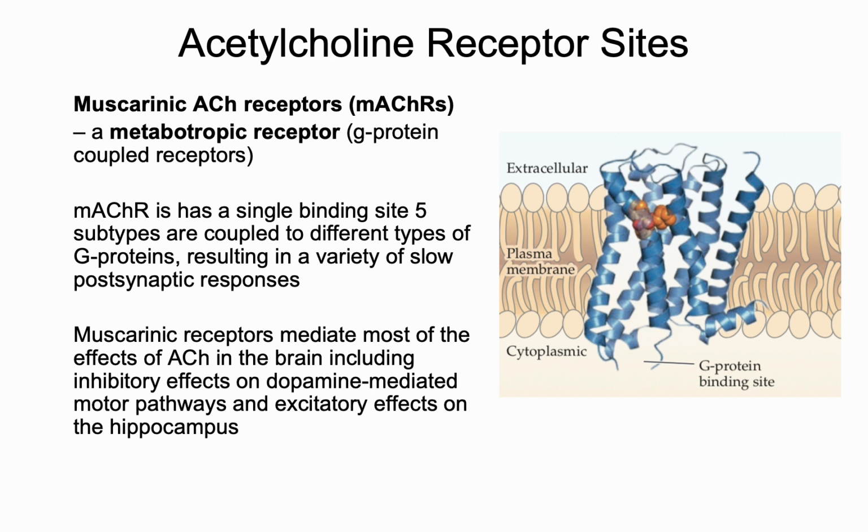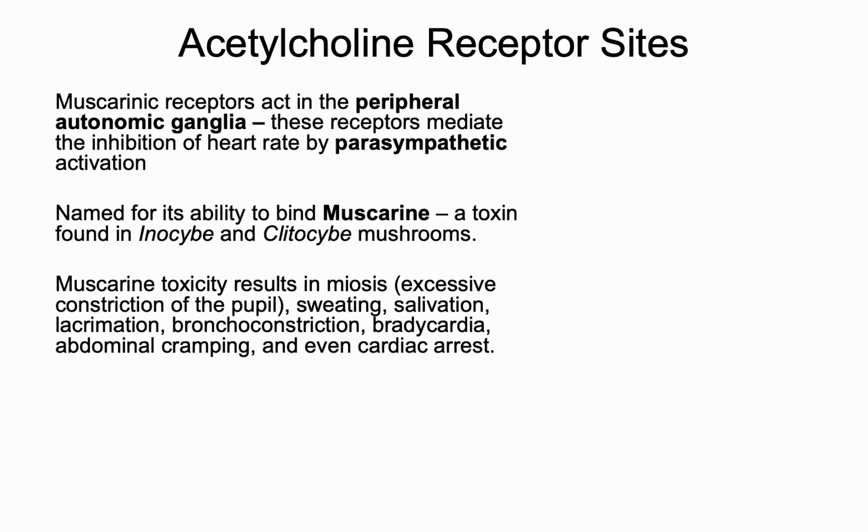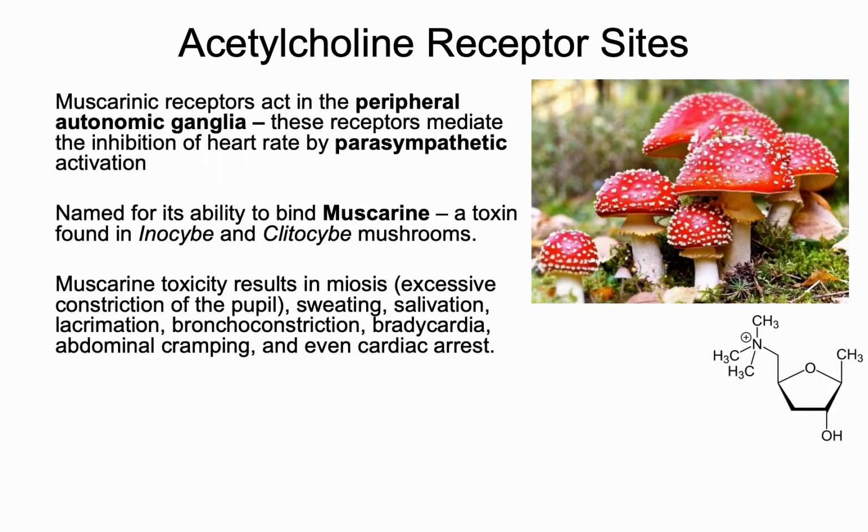And the muscarinic receptors mediate most of the cholinergic effects in the brain. And they have, among other things, inhibitory effects on the dopamine-mediated motor pathway, and they have excitatory effects in the hippocampus. Now, why are they called muscarinic receptors? That's because they were experimenting with muscarine, a toxin, when they discovered the muscarinic receptors.